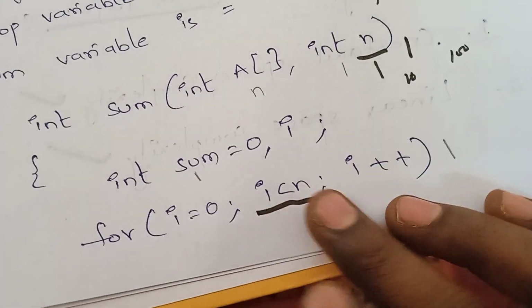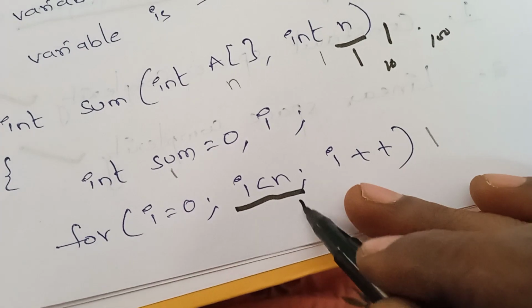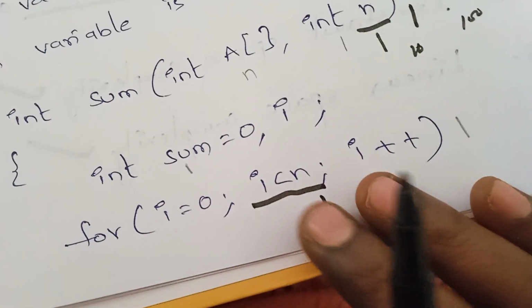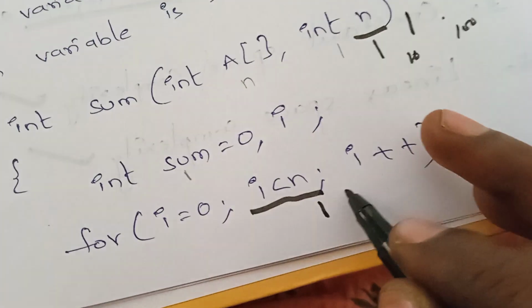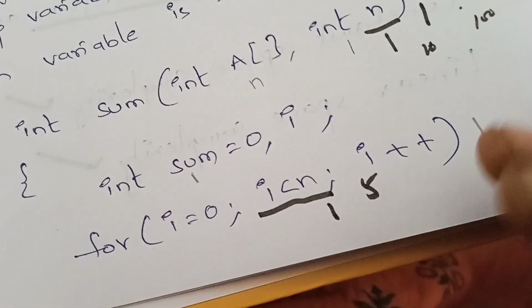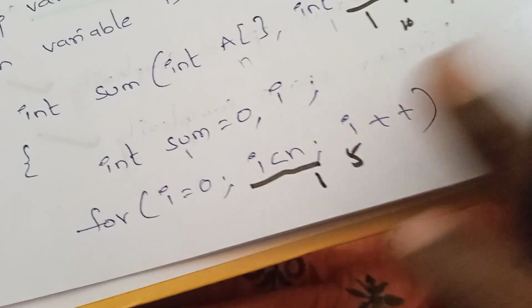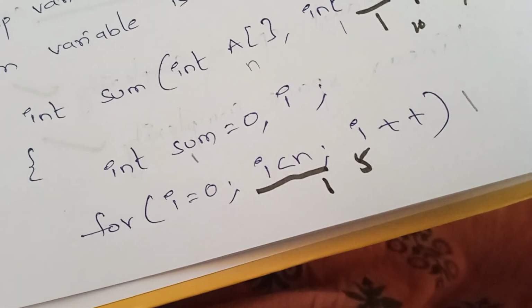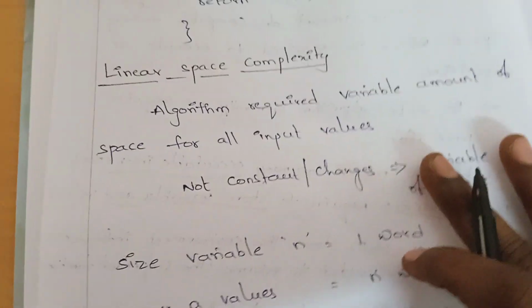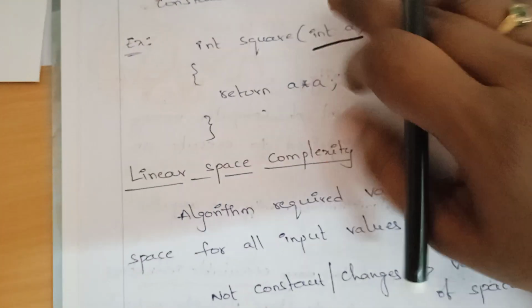Fine, i less than n. If n value is 1, what happens? It will have some space to store only one value. If n value is 5, in all iterations 5 values will get updated. If n value is 10, for all values of i it will get updated. Did you understand? Linear space complexity is something like O of n. Constant space complexity is something like O of 1, constant.